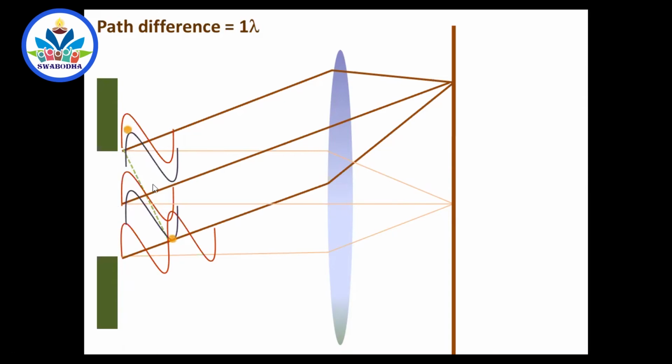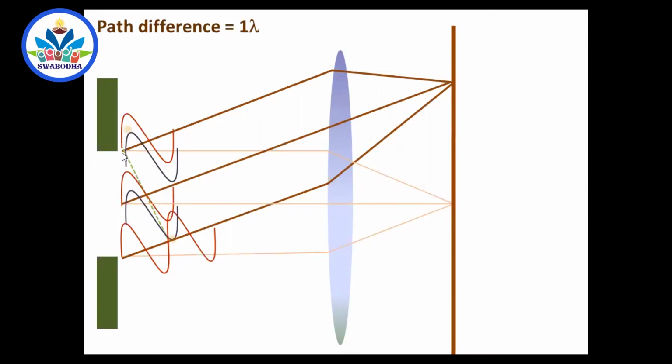You have to write only one sentence in the exam. If the path difference between the secondary waves starting from the top of the slit and the bottom of the slit is 1 lambda, then the path difference between the secondary wave starting from the top of the slit and the middle of the slit is half lambda. They will cancel each other.